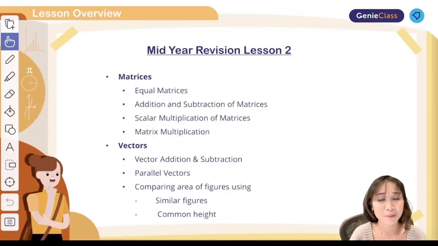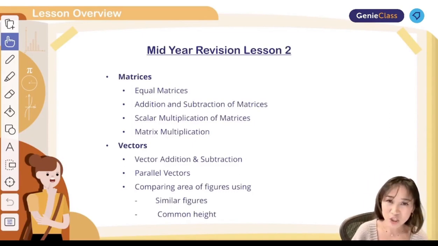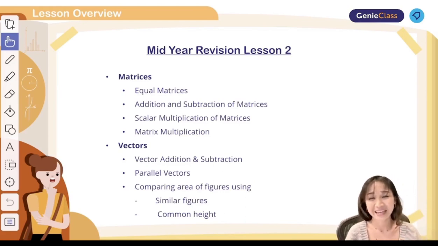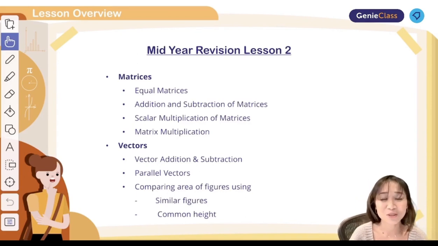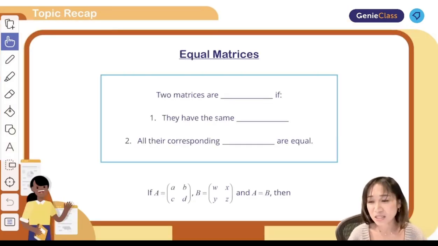So what does the mock paper part 2 cover? Matrices as well as vectors. So we'll be doing equal matrices, addition, subtraction, scalar multiplication, as well as everyone's favorite, matrix multiplication. Then for vectors, we will be doing addition and subtraction as well, parallel vectors, and then comparing the area of figures using similar and common height. Let's go. So equal matrices.